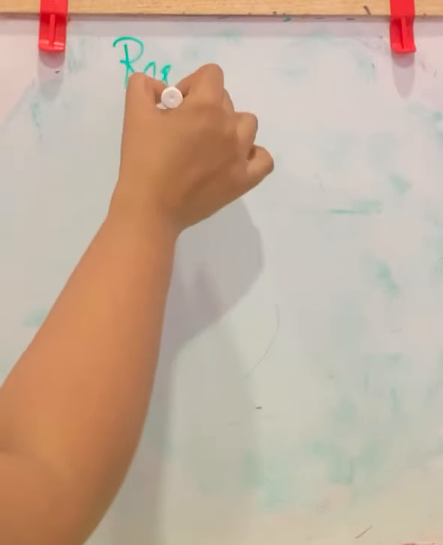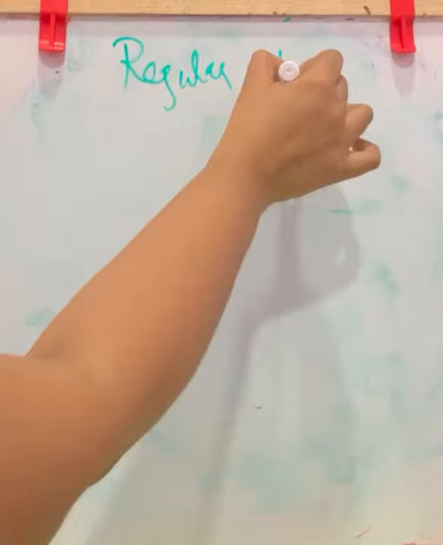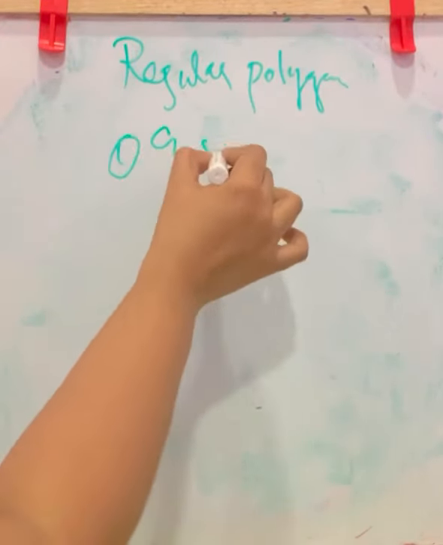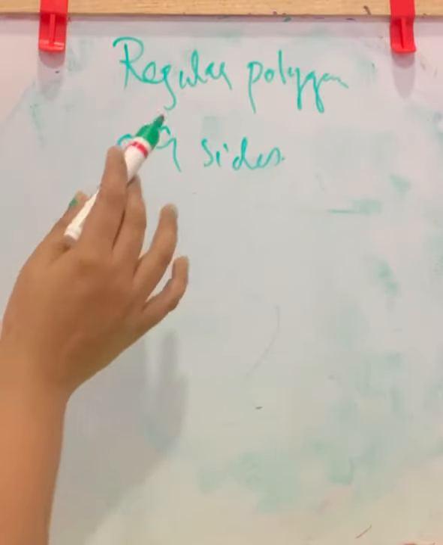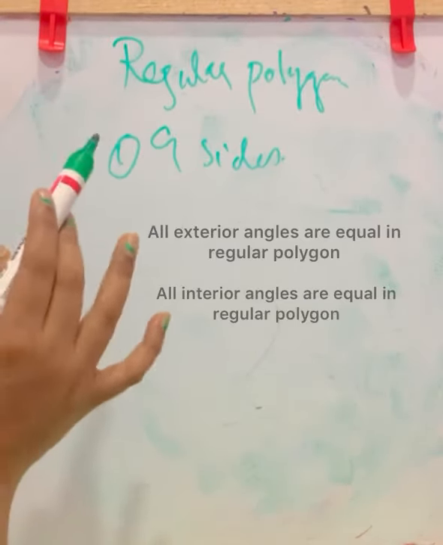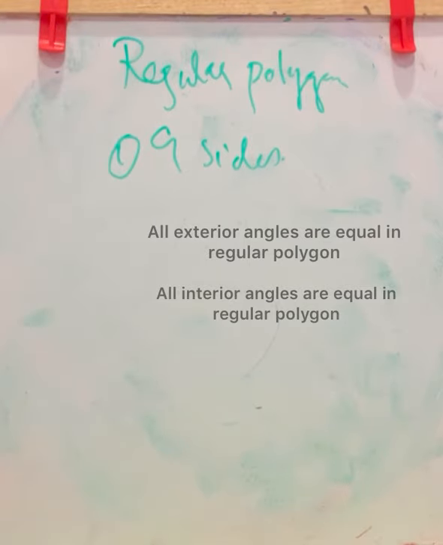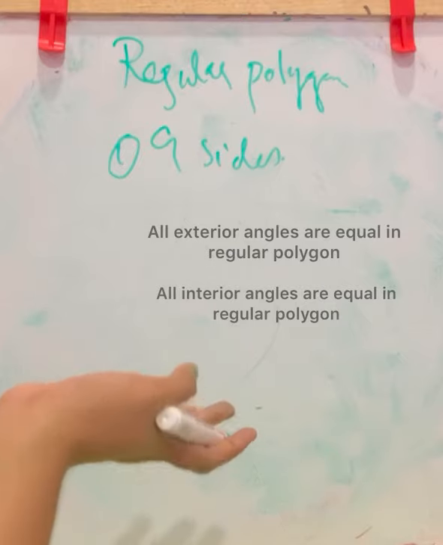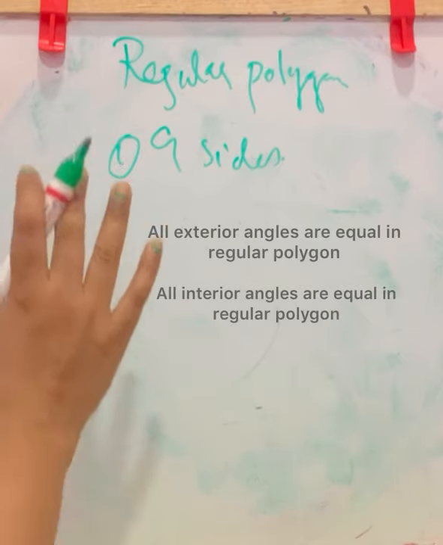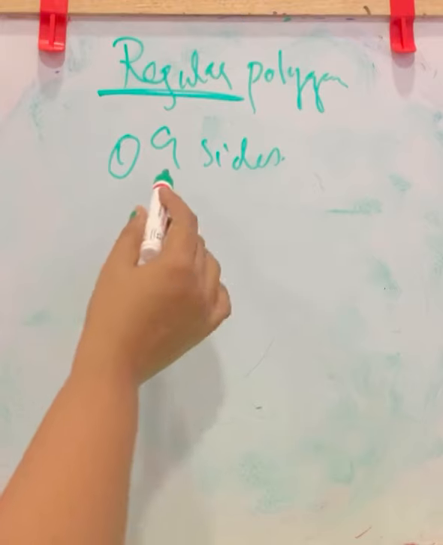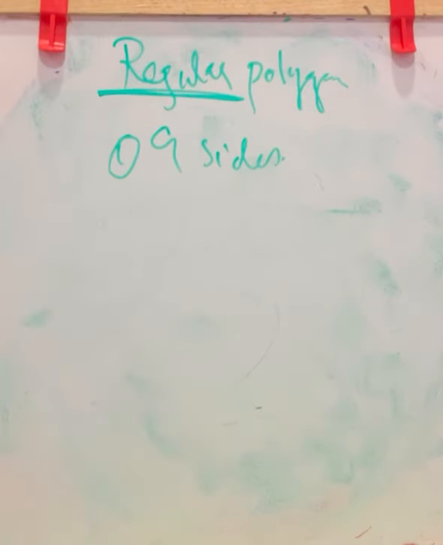Next, find the measure of each exterior angle of a regular polygon of 9 sides. It is given as a regular polygon, that is, it will be equilateral and equiangular. We want to find each exterior angle. All the interior angles are equal, and the exterior angles are also equal in a regular polygon. So it is a 9-sided regular polygon.